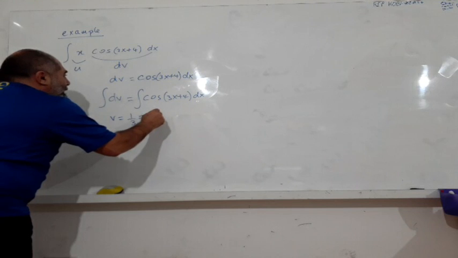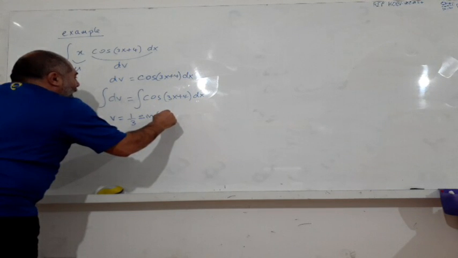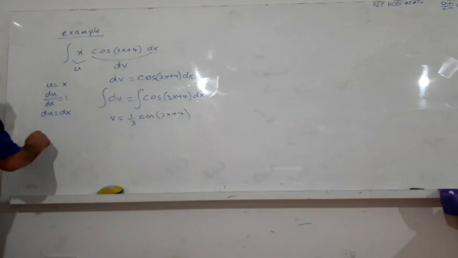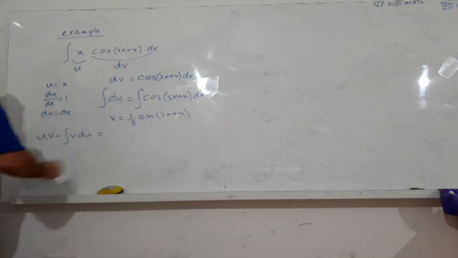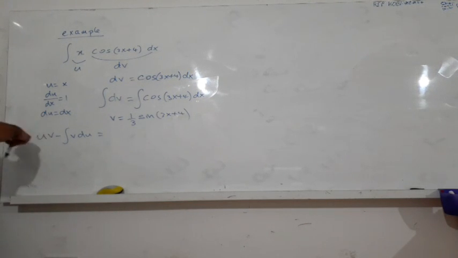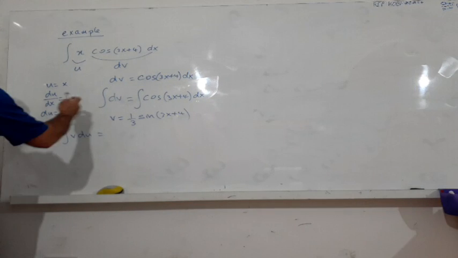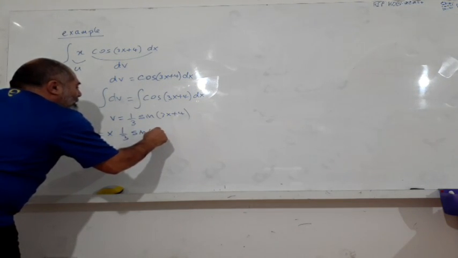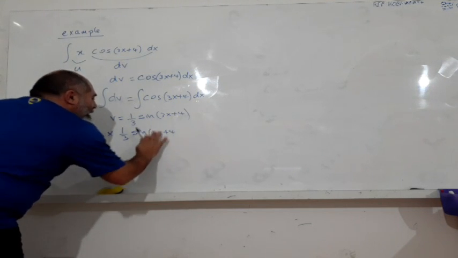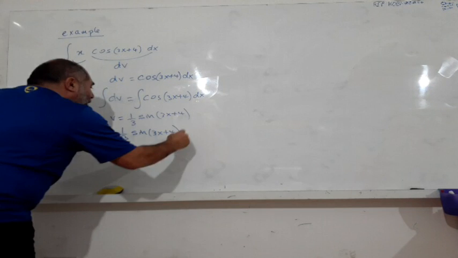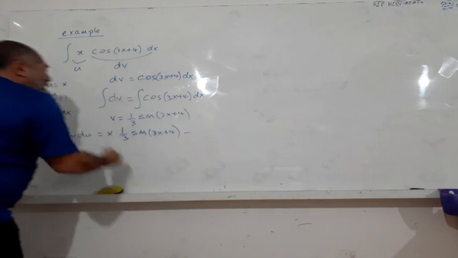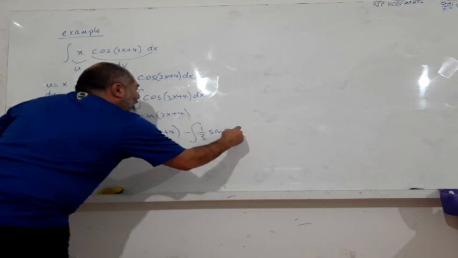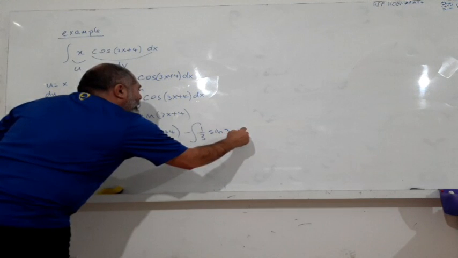So apply uv minus v du to the question, because that's the rule for by parts. U is x, v is 1 over 3 sine 3x plus 4. Minus v du, 1 over 3 sine 3x plus 4 dx. Let's put them in an order.